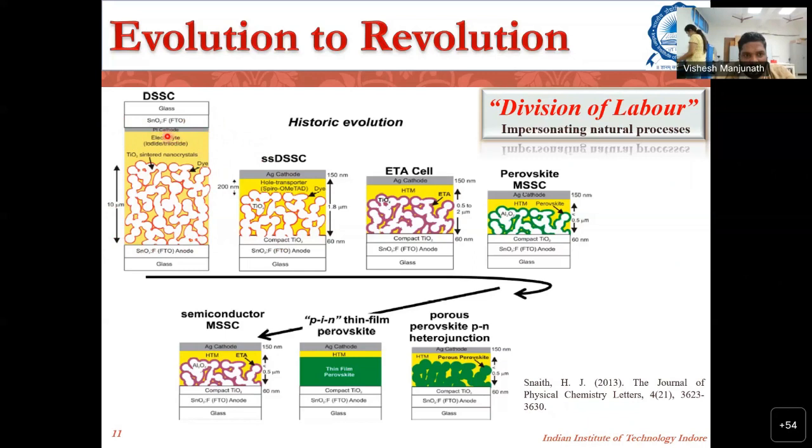So at 80-90 degrees, when you have a sealed structure filled with liquid electrolyte, the liquid tries to expand, and these seals will break, and the cells will actually disintegrate. So people thought, okay, why should we use liquid? If it's causing this much problem, people started using solid state electrolyte. They started using a solid state spiro-OMeTAD electrolyte, and they called it a solid state dye-sensitized solar cell.